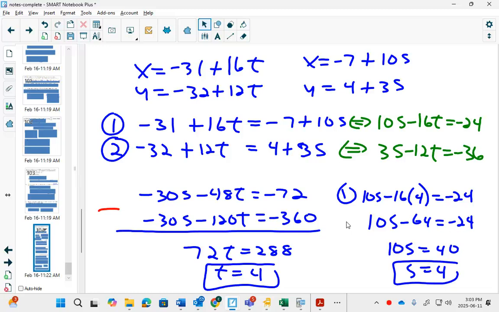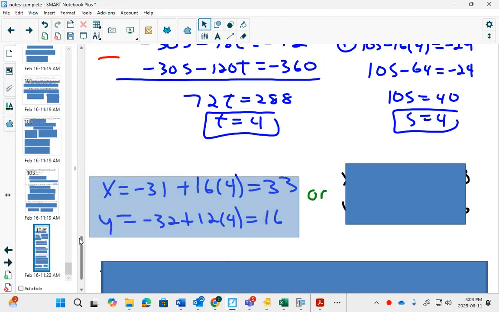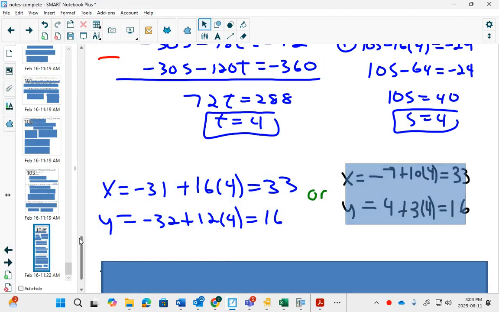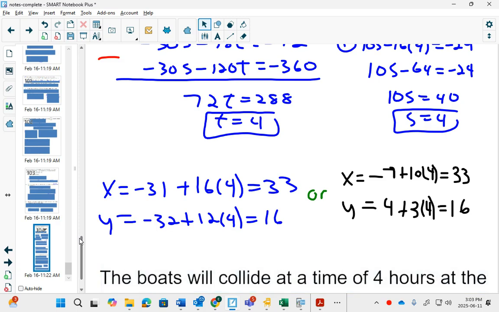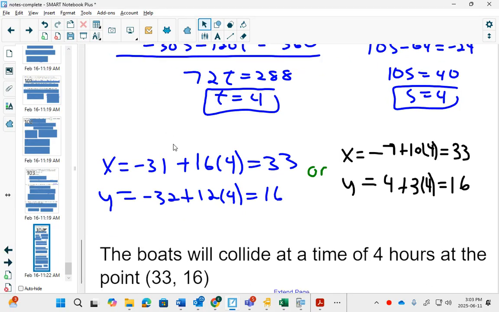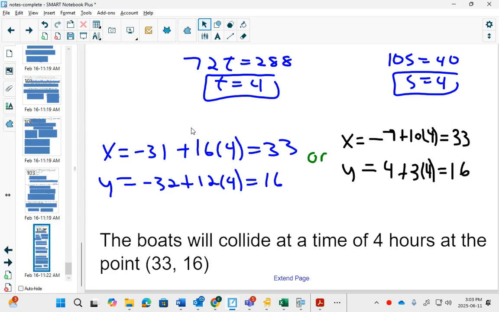But we're using a variable t and a variable s, it could be that they cross at a different time. If we had the same variable in both of them, then we would show that they would in fact collide. But we can find the point at (33, 16). And if that time was the same, they'll collide at a time of 4 hours. So sad.